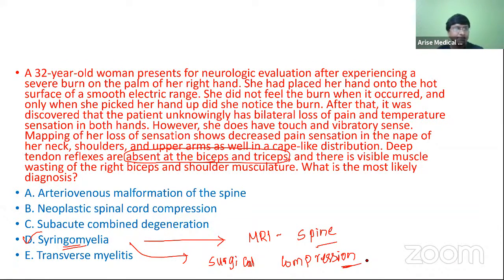Right. So if you have any doubts in this question, please let me know, I will answer. Did you understand Syringomyelia in a very conceptual manner? Yes or no?